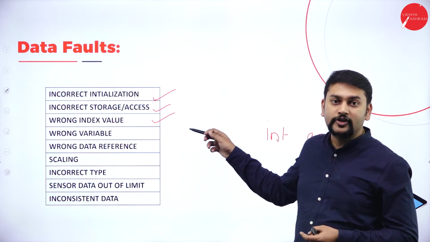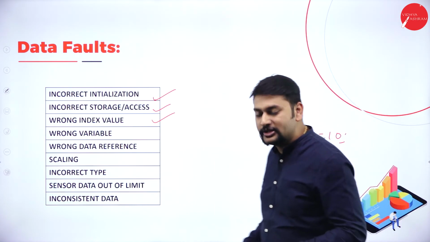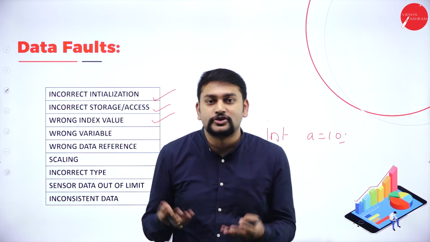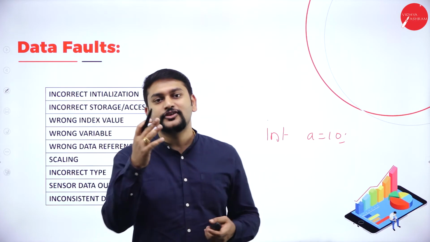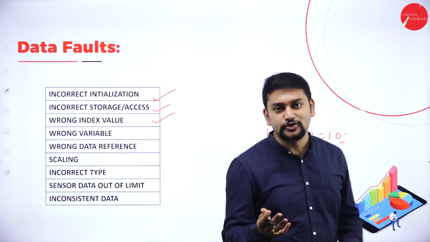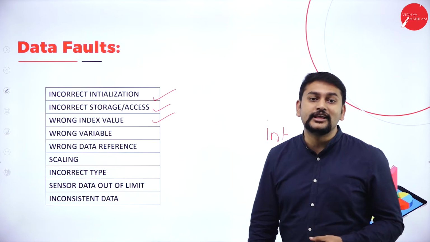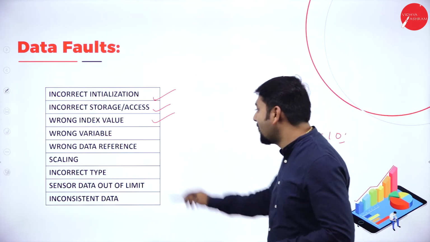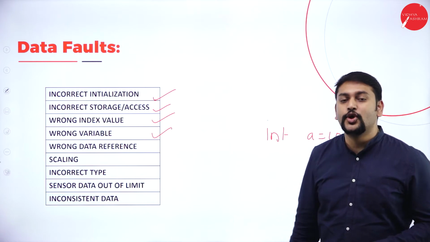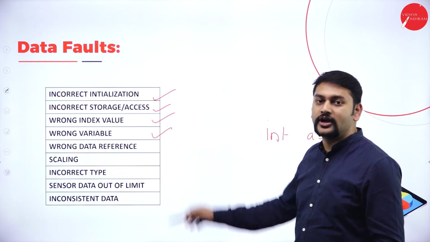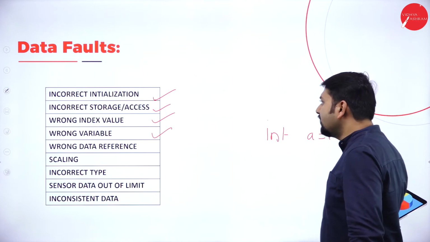So if I have the wrong index value, say for example, you are drunk and not able to go to your house because you don't know the address. Instead of going to your house, you are going somewhere else, to somebody's house. That's what I will call a wrong index value. That's what you need to remember. And wrong variables, you are defining the wrong variables. That could be one of the problems with data faults.